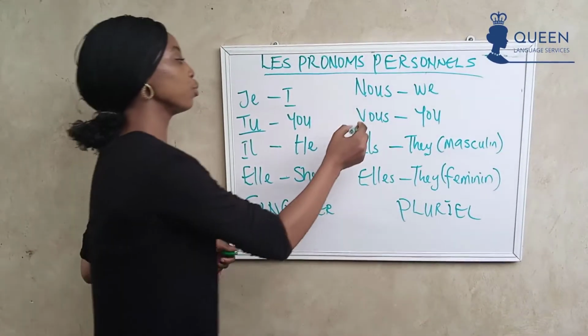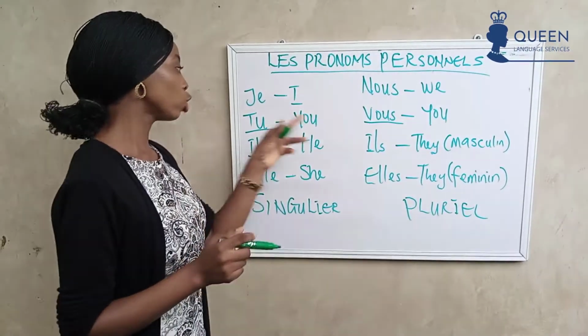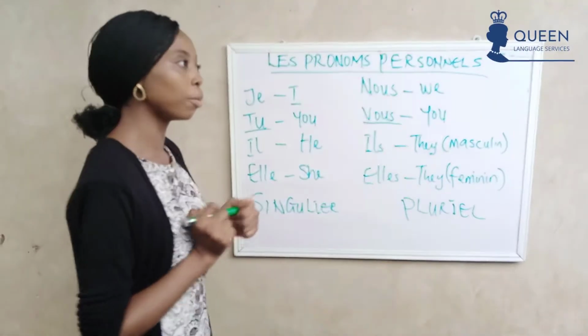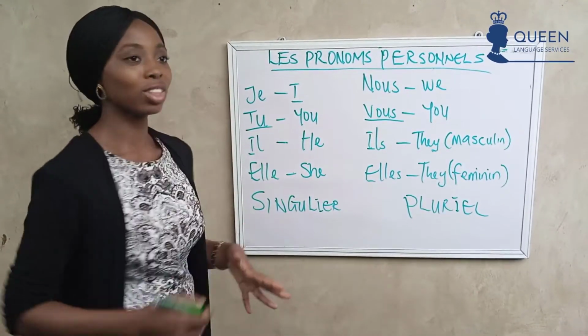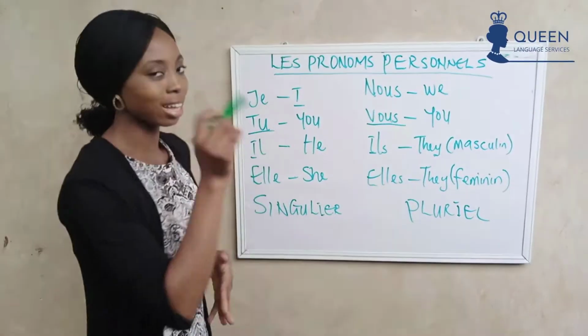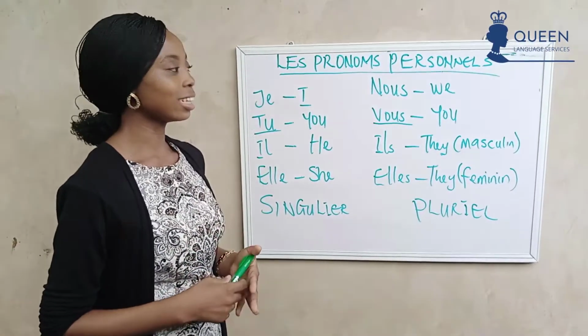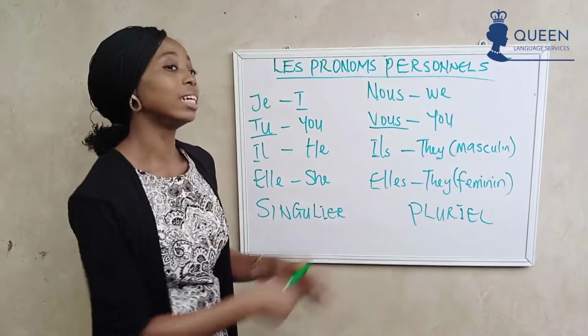So note that this vous is a singular form as well. It could be a singular form and it could be a plural form. So it's a singular form when you are using it for an elderly person. That is, you feel, oh, this person is of a higher capacity than I am, and so I can't just use tu for the person. You can imagine talking to your boss and you're making use of tu. That's actually wrong. You make use of the vous for respect, and definitely you're speaking to just one person. So it's a vous for respect and it's singular.